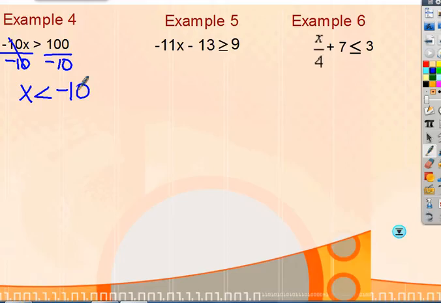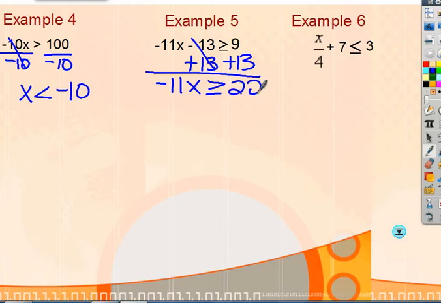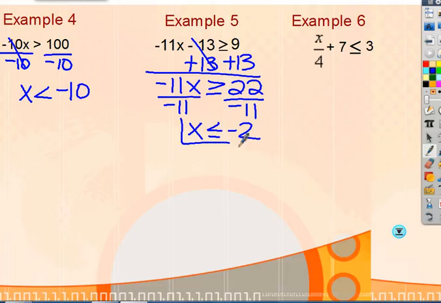Example number 5. Step 1 is to add 13 to both sides. Step 2 is going to be to divide by -11 on both sides. Because I'm dividing by a negative, I will have to flip my inequality symbol. Our solution is x is less than or equal to -2.